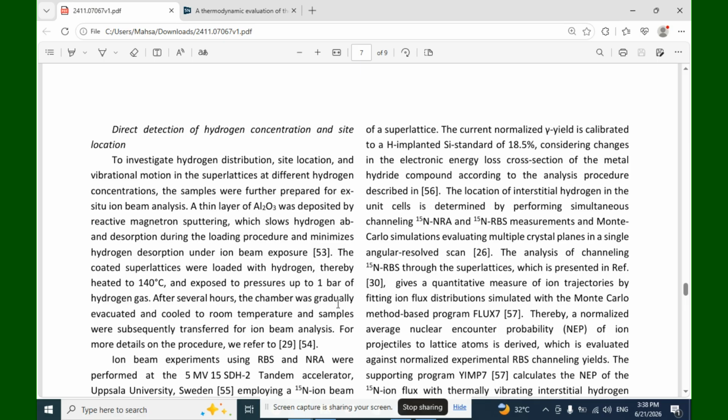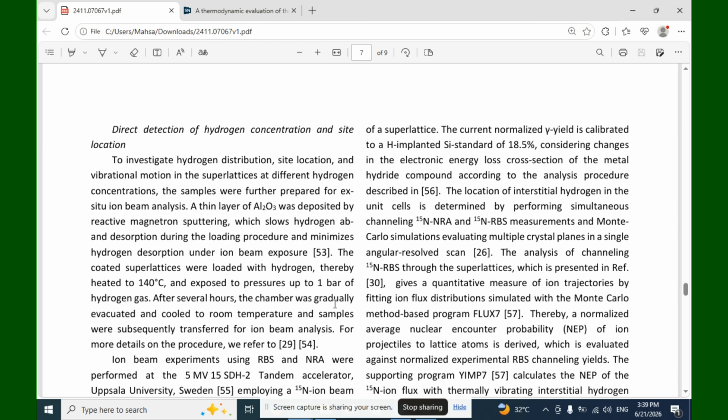The current normalized gamma yield is calibrated to a hydrogen implanted silicon standard of 18.5%, considering the change in electronic energy loss cross-section of the metal hydride compound according to the analysis procedure described in reference 56. The location of interstitial hydrogen in the unit cell is determined by performing simultaneous channeling NRA and RBS measurements and Monte Carlo simulations evaluating multiple crystal planes in a single angular scan.